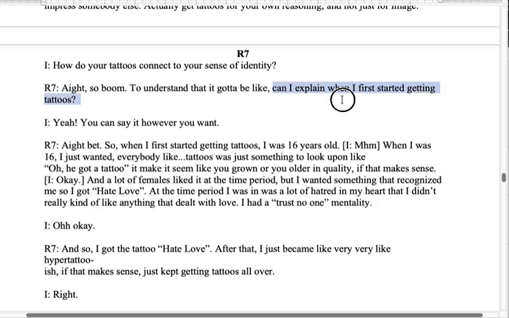Can I explain when I first started getting tattoos? All right. So when I first started getting tattoos, I was 16. When I was 16, tattoos was just something to look upon like, oh, he got a tattoo. It made it seem like you've grown or you older in quality, if that makes sense, okay? And a lot of females like it at the time period, but I wanted something that recognized me, so I got hate love. At the time period I was in was a lot of hatred in my heart that I didn't really kind of like anything that dealt with love. I had a trust no one mentality.